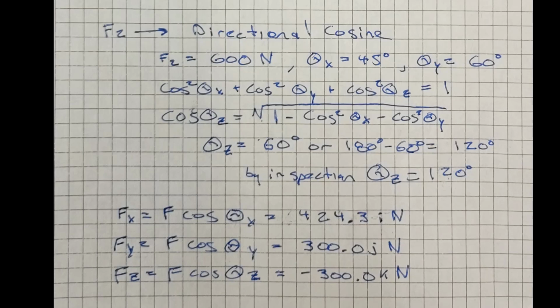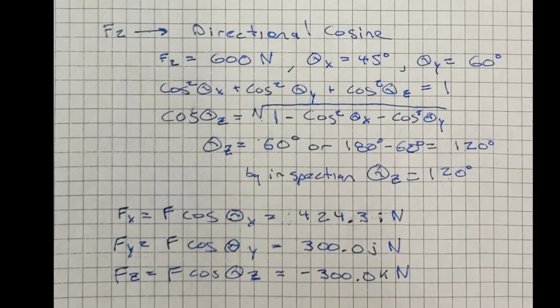equal to 60 degrees, but as we note when we're looking at the drawing by inspection, we can tell that it's going to be greater than 90 because, when it's drawn, it has a negative z component, as you can see, and that's why it's helpful to draw those dashed lines on there. And so 180 minus 60 is 120. So by inspection, our theta z is 120.